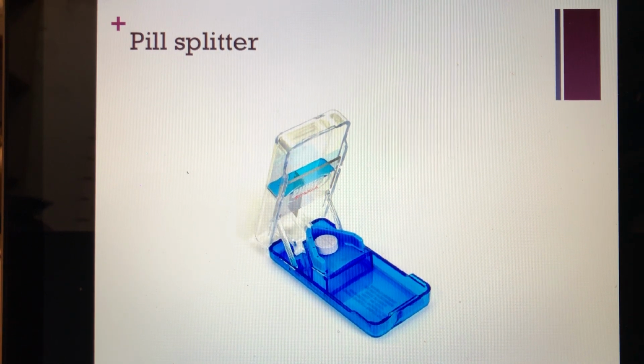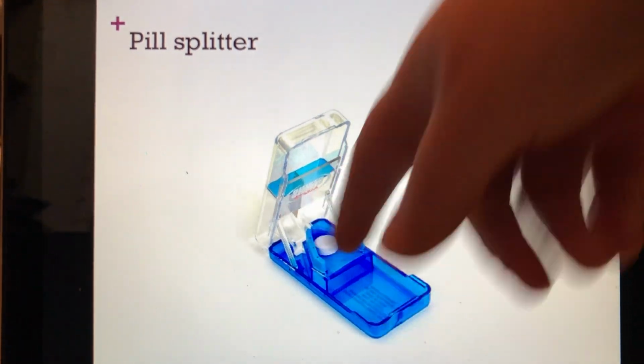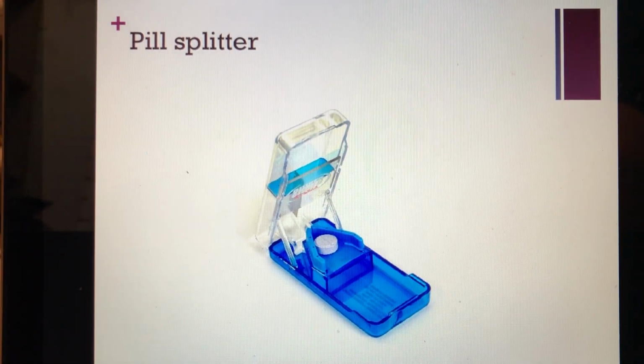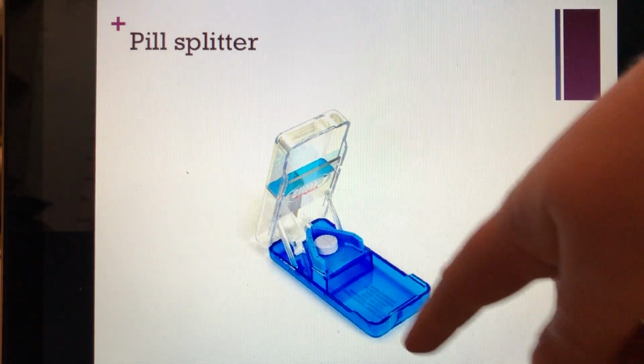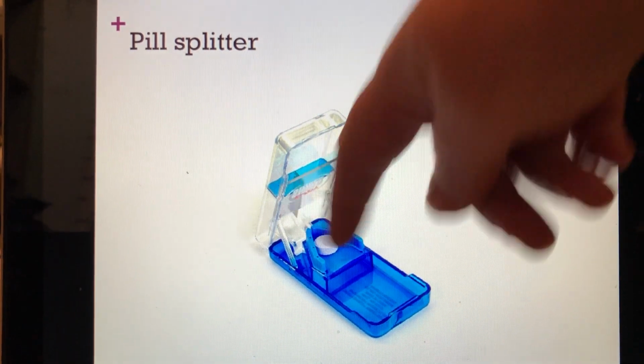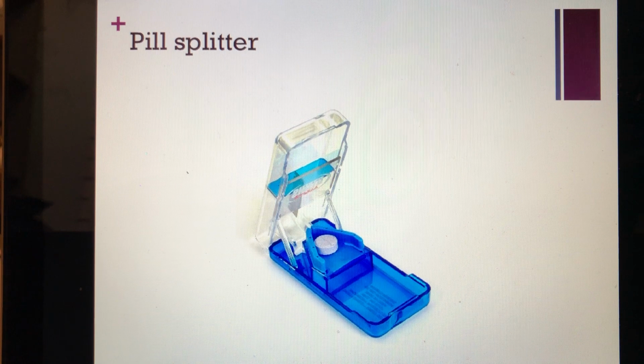Another commonly used piece of equipment is the pill splitter. So this is one type. There's a lot of different kinds. Basically how these work, these have a little V shape here. You can put the pill into that V shape and then close the lid on it. There's a blade right here that will cut that pill in half.